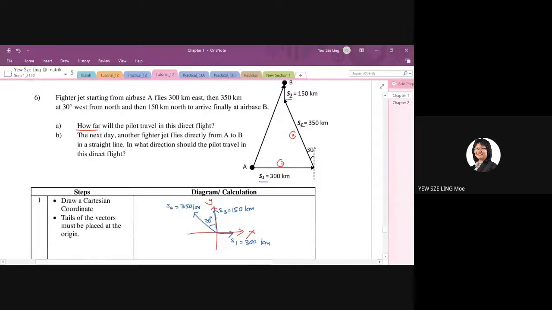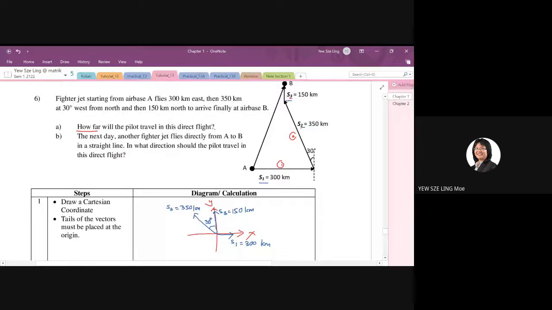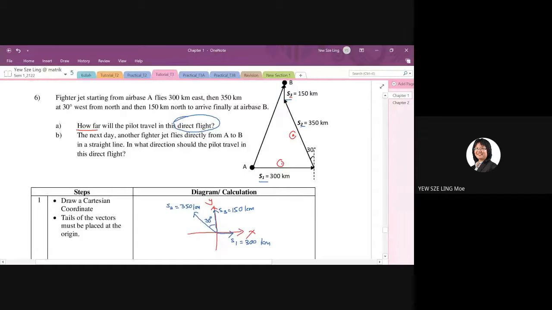Now, how do I know the question is asking for resultant displacement? Because it says direct flight. So direct flight means it's a straight line in between your initial position and your final position. So you are going to find the shortest distance between two positions. Therefore, we are going to calculate the resultant displacement.